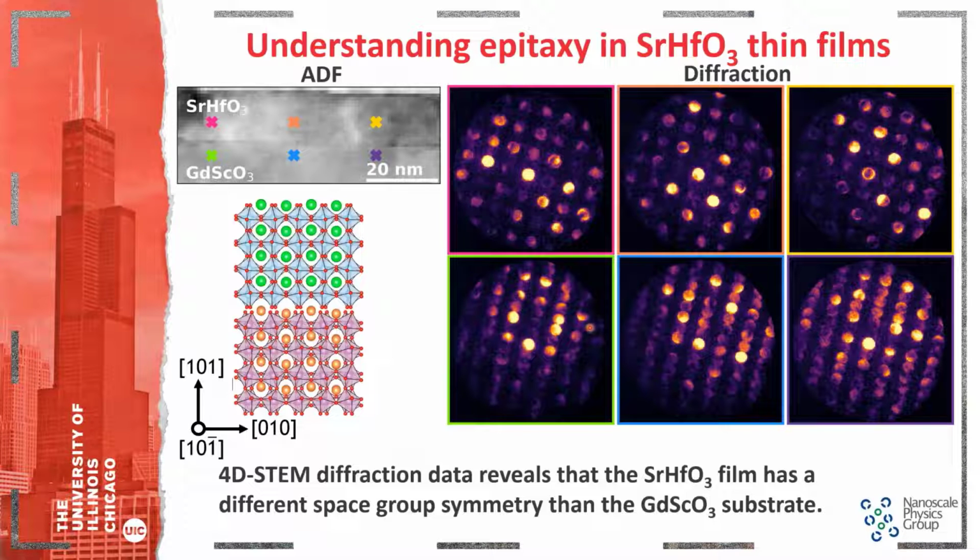Again, I'm showing some 4D STEM data here. This is an ADF image. Here we have the strontium hafnate film on the gadolinium scandate substrate, and I've selected a few of the diffraction patterns.